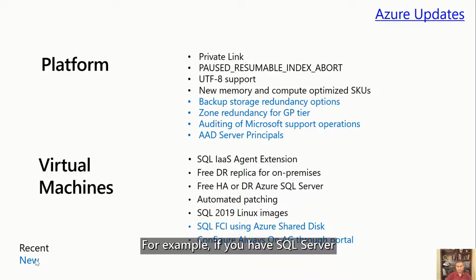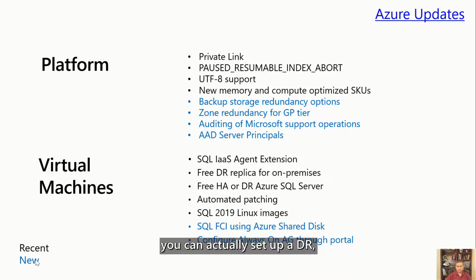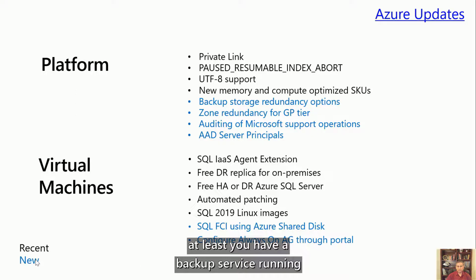For example, if you have SQL Server running on premises in your data center, you can actually set up a DR VM in the cloud. So that gives you full protection in case your data center goes down. At least you have a backup service running in a VM in Azure to protect you from outages.